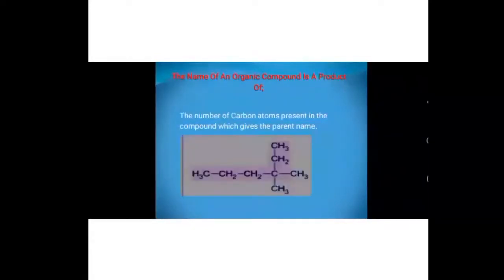In naming an organic compound, there are certain factors to take into consideration. A named organic compound is a product of 3 factors. The first is the number of carbon atoms present in the compound, which gives the parent name. In this case, since we have 6 carbon atoms, the 6 carbon atoms here is hex, which is hexane. Then let's look at the number 2 factor.